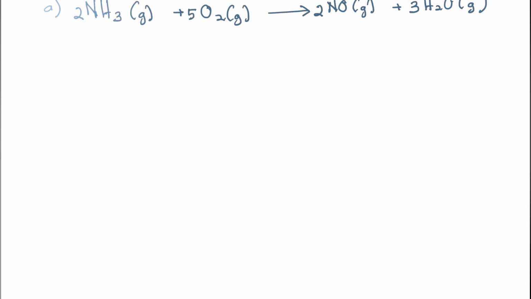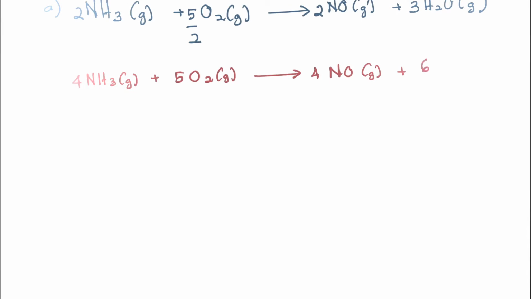So 5/2. If I want to make it a whole number, I will multiply by 2 for the whole equation, so that it becomes 4 mole of ammonia plus 5 mole of oxygen produce 4 mole of nitrogen monoxide and 6 mole of water vapor. So this is the answer for A, and the equation is balanced. So now let's look at B.